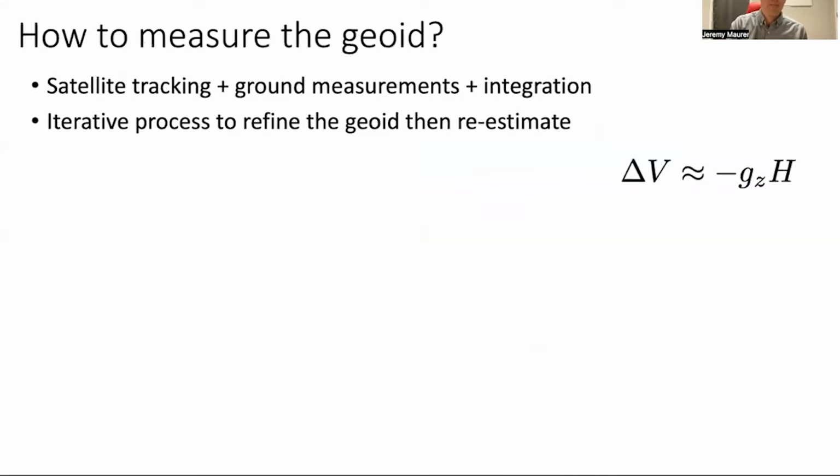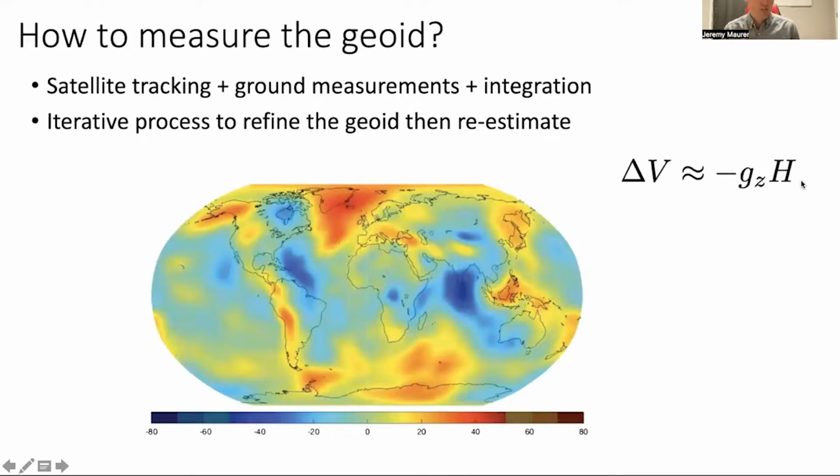So how do we measure this geoid? Well, we do it with satellite measurements plus ground measurements, integrating those together, and then doing an iterative process to refine this estimate of the geoid and re-estimate it. The potential is going to be related to the negative of the gravity acceleration times your height. If you were to look back about 20 years ago, or maybe a little bit further, at the estimates of the geoid, something like this is what you would see.